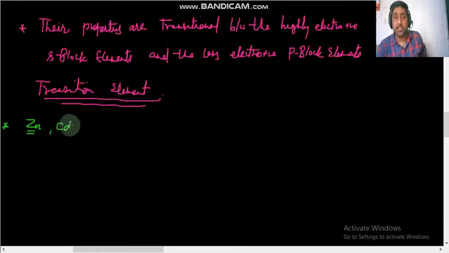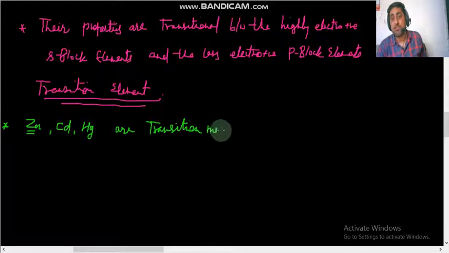Zinc, cadmium and Hg are not transition elements or transition metals. Although we study them along with the transition metals or transition elements, they are not transition metals. See why?